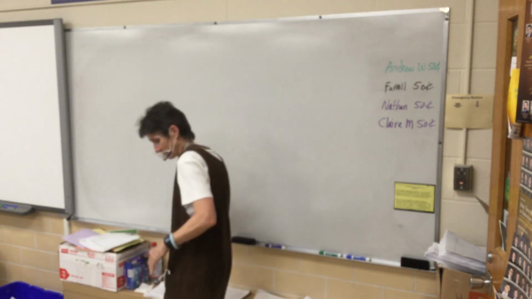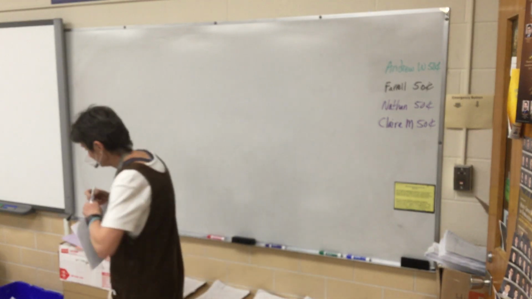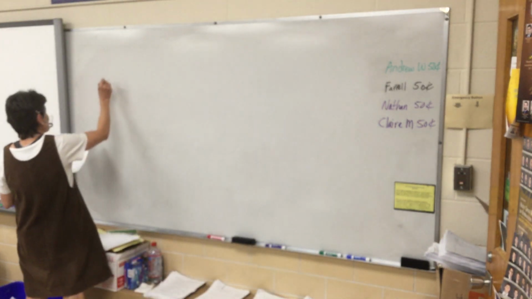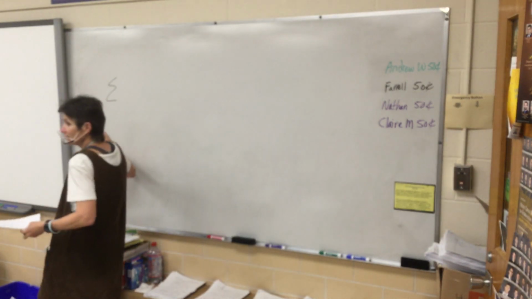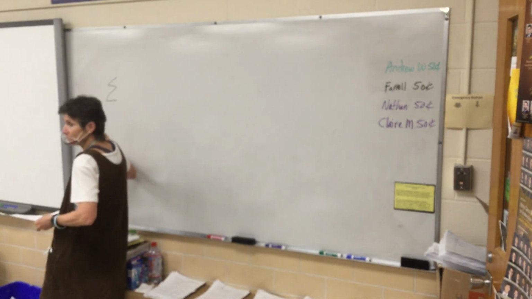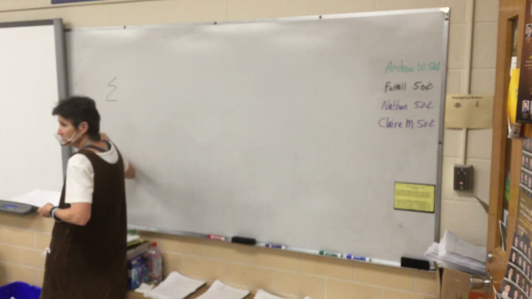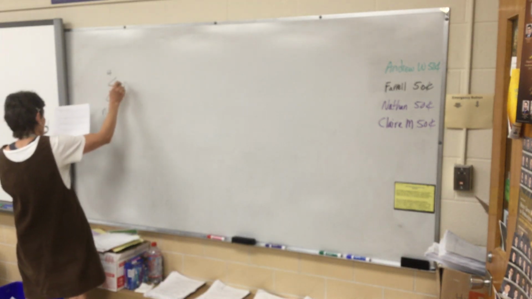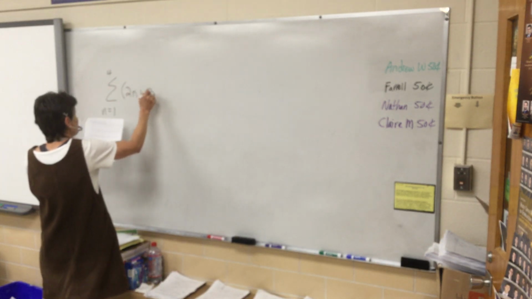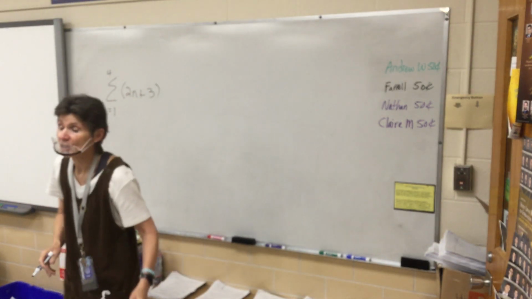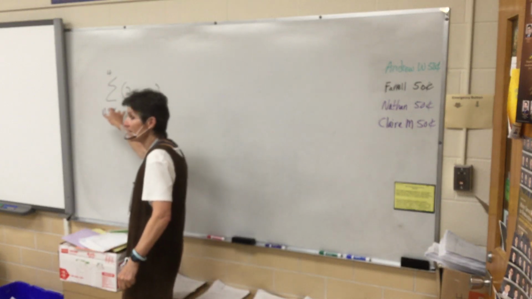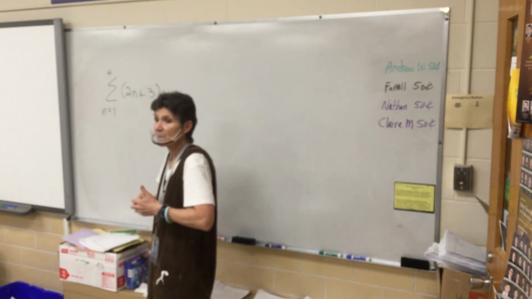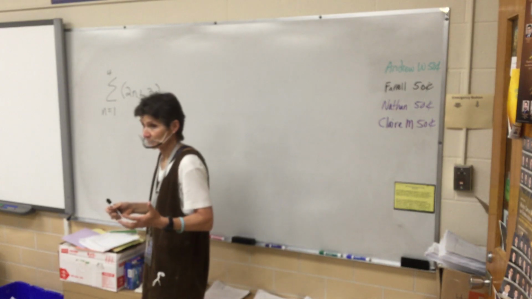So, does anybody know what this symbol is? If you've been on a college campus and gone down the street that has all the fraternities on it, you've seen that symbol. Anybody know what it is? It's a capital letter sigma. And what sigma means to mathematicians is summation. So this is a summation notation. This tells me I'm going to add something.